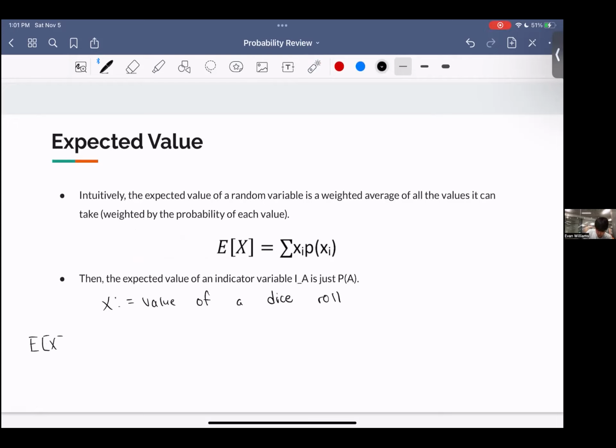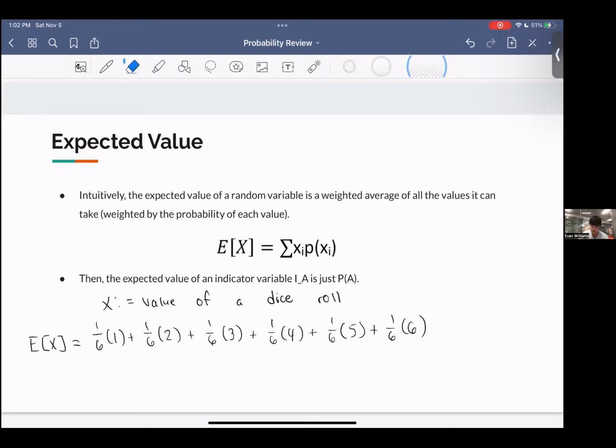Well, the probability of getting any one number is 1/6. So it'd be 1/6 times rolling a 1, plus 1/6 rolling a 2, 3, 4, 5, 6, right? And what is this? 1, 3, 6, 10, 15, 21. So 21 over 6, which is 3.5.